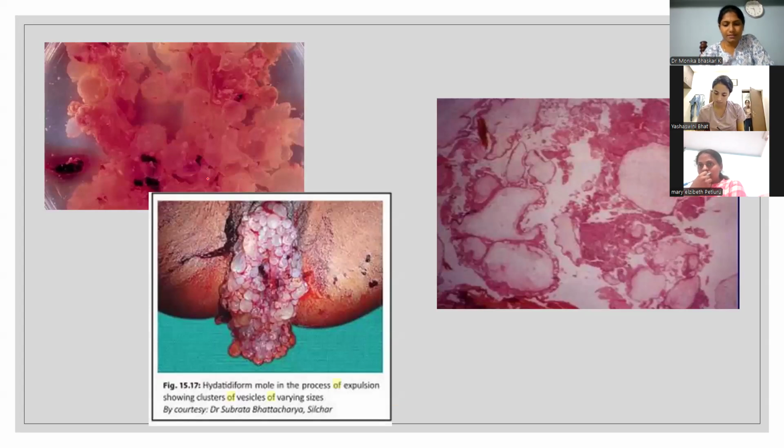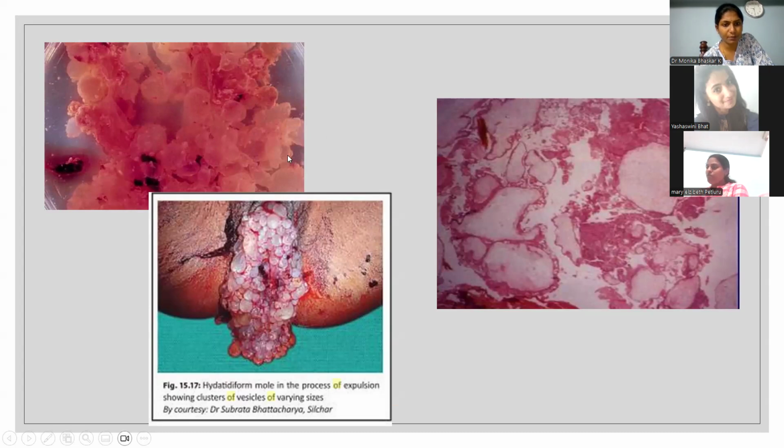So this is the gross appearance of the complete hydatidiform mole. We can see the grape-like vesicles, and this is the proliferation of the trophoblastic tissue. We can see the expulsion of grape-like tissues or grape-like vesicles from the vagina. So this is the very important pathognomonic feature of a complete molar pregnancy.